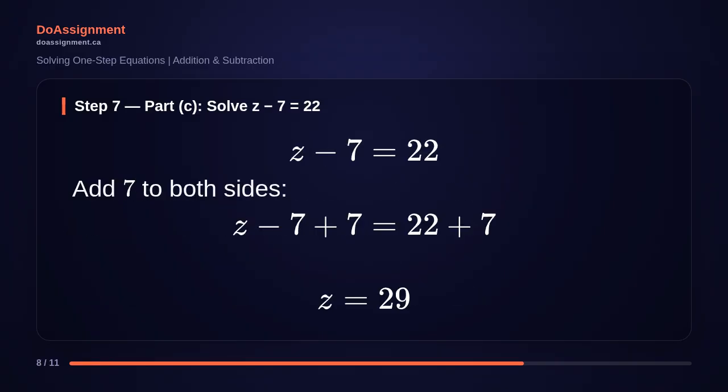Since 7 is being subtracted from z, we add 7 to both sides. On the left, negative 7 and positive 7 cancel, leaving z. On the right, 22 plus 7 equals 29, so z equals 29.